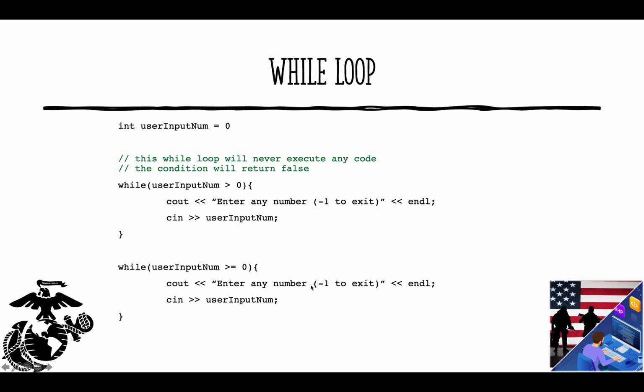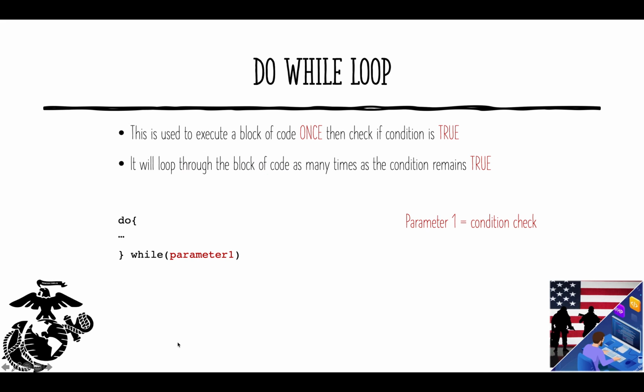Enter any number, and now they enter -1. -1 is greater than or equal to 0. That is false because it is less than. So now this will no longer execute any of the code, and it will go and execute the following code after our while loop. So as long as this condition is true, it'll execute the block of code. When it becomes false, it breaks out of the loop.